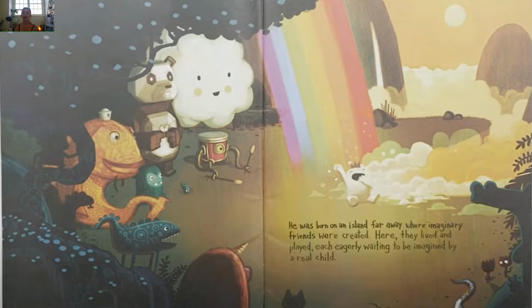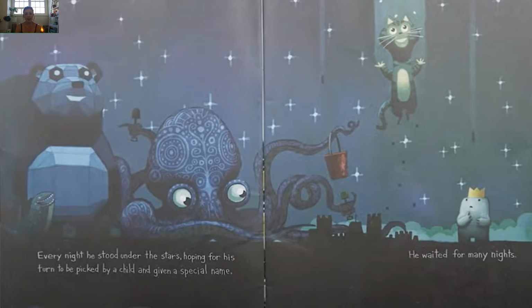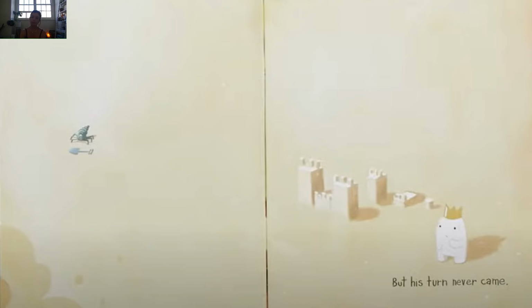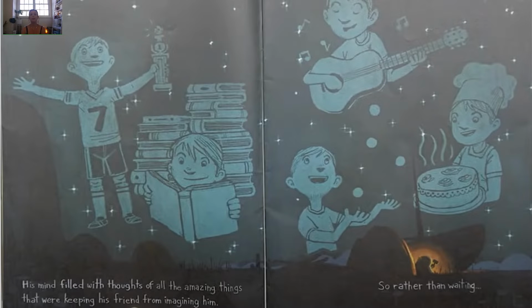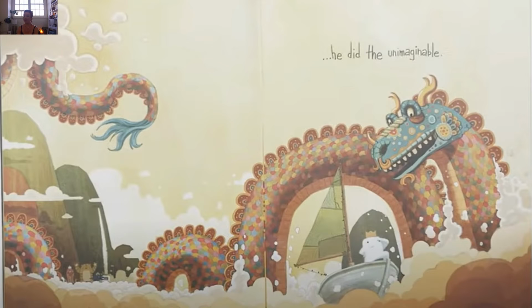He was born on an island far away from where imaginary friends were created. They lived and played, each eagerly awaiting to be imagined by a real child. Every night he stood under the stars, hoping for his turn to be picked by a child and given a special name. He waited for many nights. But his turn never came. His mind filled with the thoughts of all the amazing things that were keeping his friend from imagining him. So rather than waiting, he did the unimaginable.